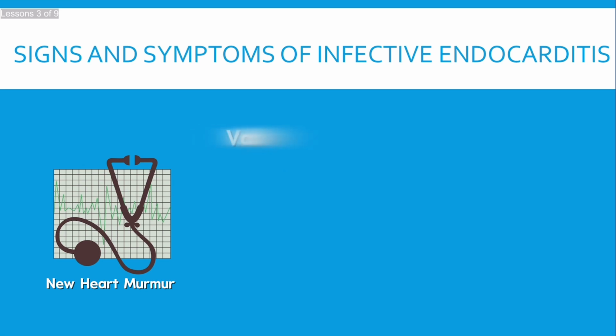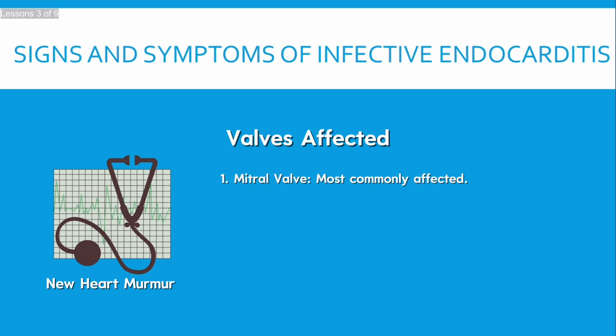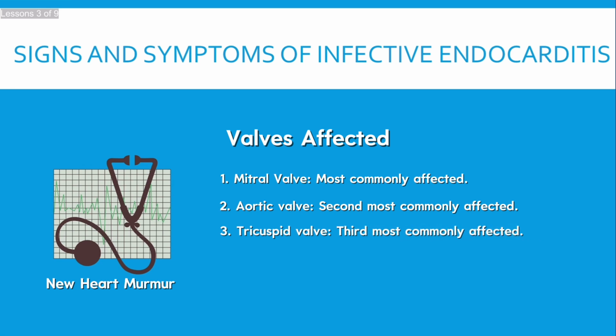The order of most common valves affected by infective endocarditis in descending order are as follows. The mitral valve is the most commonly affected. The aortic valve is the second most commonly affected. The tricuspid valve is the third most commonly affected. However, it is important to note that in IV drug users, the tricuspid valve is the most common one to be affected and is usually affected by Staphylococcus aureus. And lastly, the pulmonary valve, which is rarely affected.